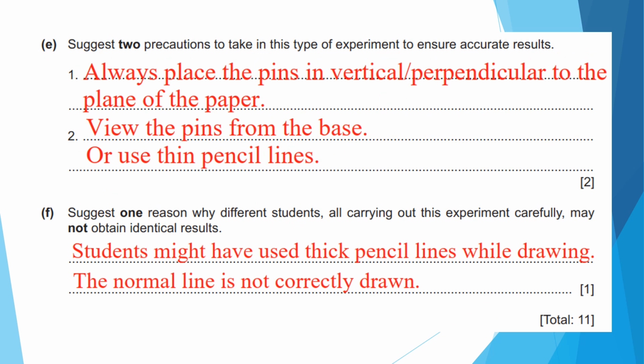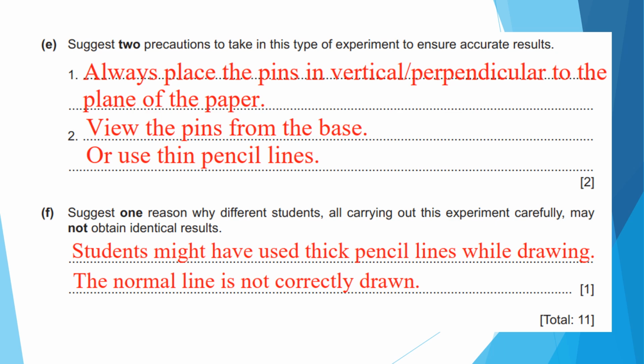Then the next part is E question. Suggest two precautions to take in this type of experiment to ensure accurate results. Since this experiment is with pins and ray diagram, ensure that the pins are always vertical, or perpendicular to the plane of the paper. And when we are viewing these pins, always view the pins from the base. If you want to write a different precaution, the other one you can write is to use thin pencil lines. When you are drawing the lines, you have to use thin pencil lines.